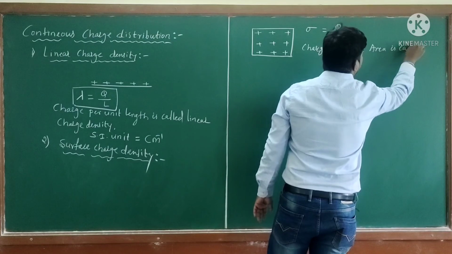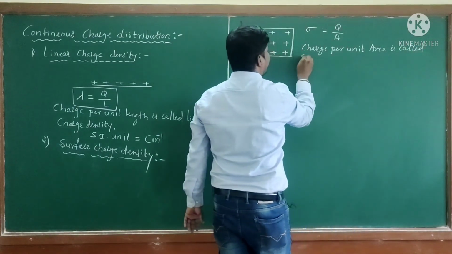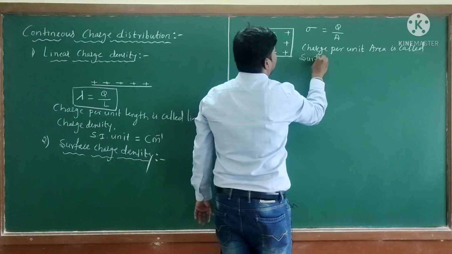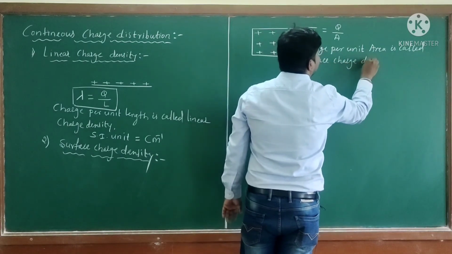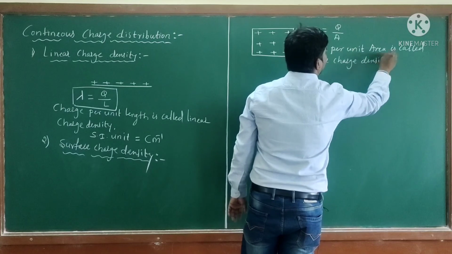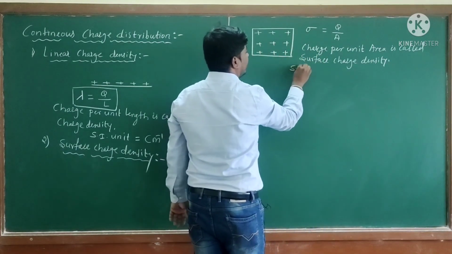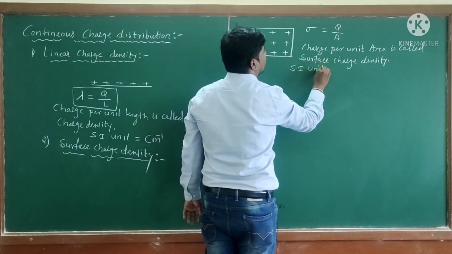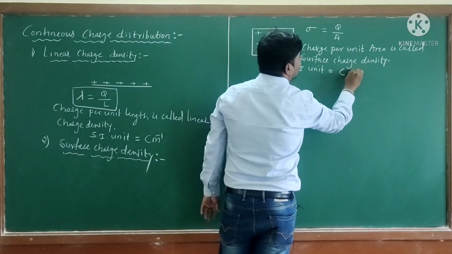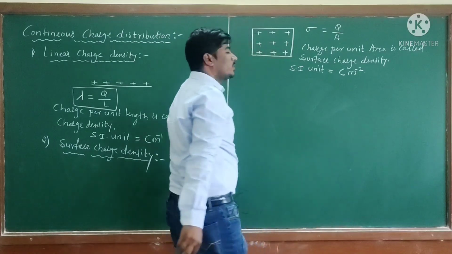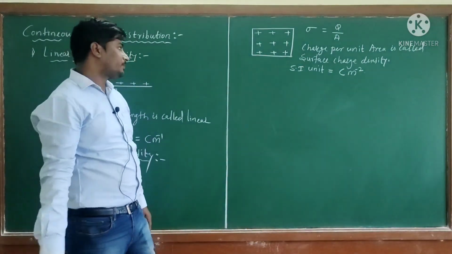is called surface charge density. Right? Its SI unit is: Q means charge, area means A per meter square, that is coulomb per meter square.